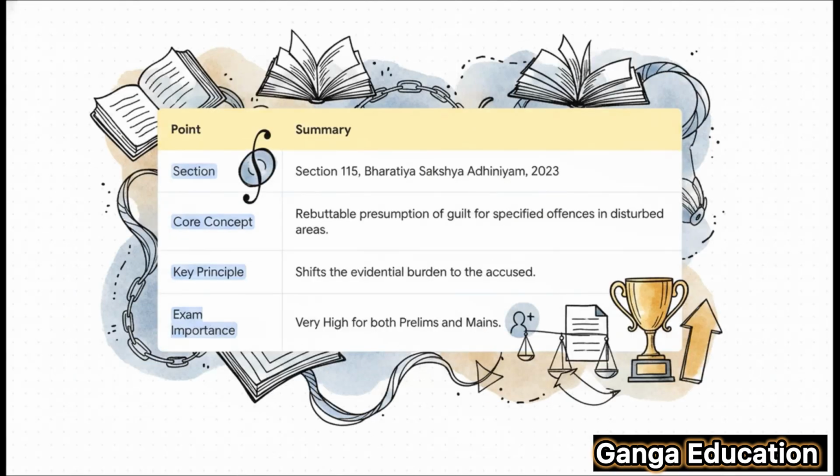Okay, let's do a super quick revision. Just remember these three things. First, the section number 115 of BSA 2023. Second, the core concept. It's a rebuttable presumption of guilt. And third, the key principle. It shifts the evidential burden to the accused. And remember, its importance for your exams is very, very high.